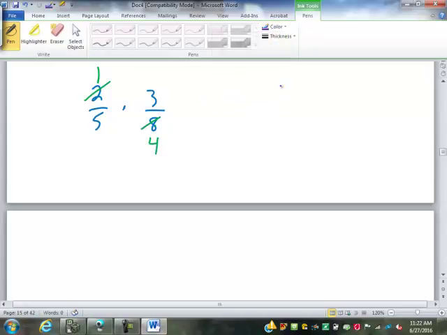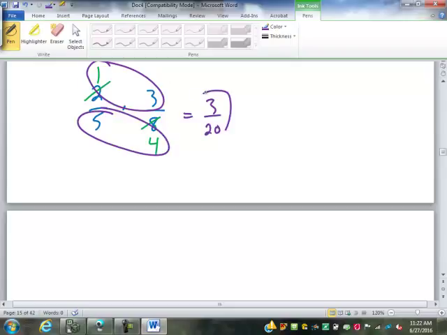Then what? We just multiply, combine the counts. 1 times 3 is 3, and combine the names. 5 times 4 is 20. 3 20ths. You could have done 2 times 3 is 6, 5 times 8 is 40, and then 6 over 40 would reduce to 3 20ths. That's fine. How many of you had 3 20ths?